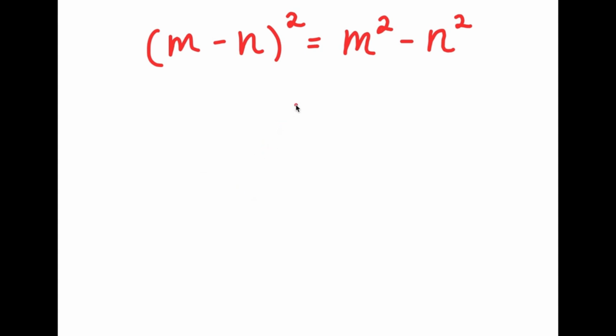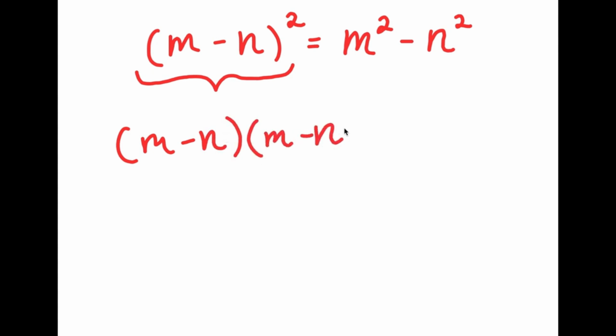Alright, so in this problem I have (m minus n) squared is equal to m squared minus n squared. So to solve this problem, I'm going to first start by rewriting (m minus n) squared. And I'm going to rewrite this to (m minus n) times (m minus n).